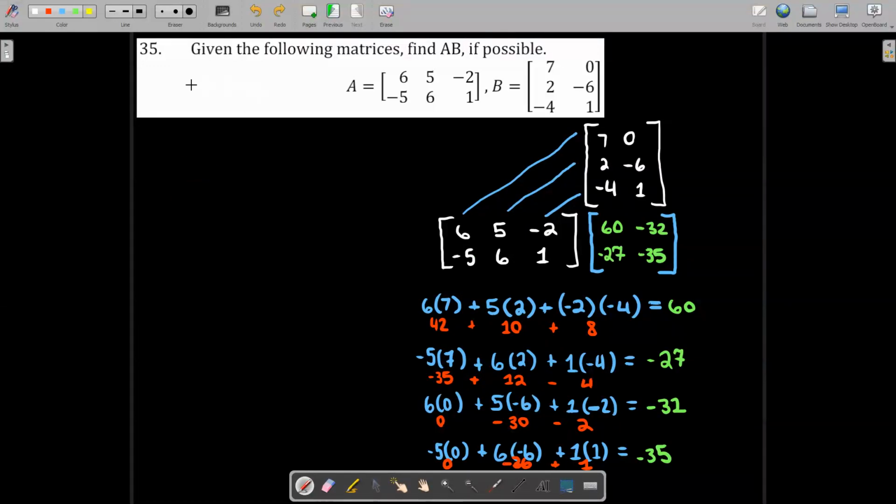60, -32, -27, -35. And that concludes the diagnostic test. All done.